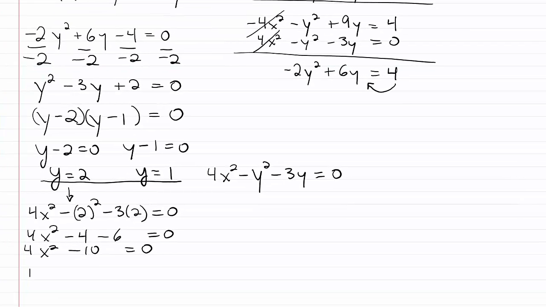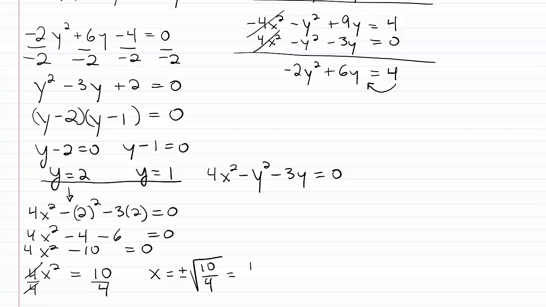And then I can solve that by saying 4x squared is equal to 10, and then divide both sides by 4. And finally, that means that x is equal to plus or minus the square root of 10 over 4. Now, I can reduce that a little bit. It'll be plus or minus the square root of 10 over 2, and that gives us basically 4 solutions. So we have the square root of 10 over 2, comma, y is 2, and we have minus square root of 10 over 2, comma, 2.